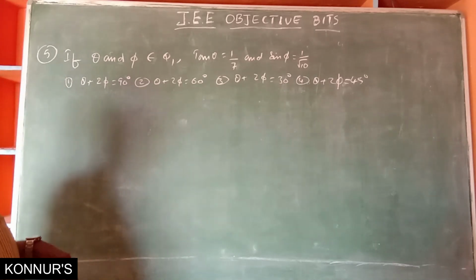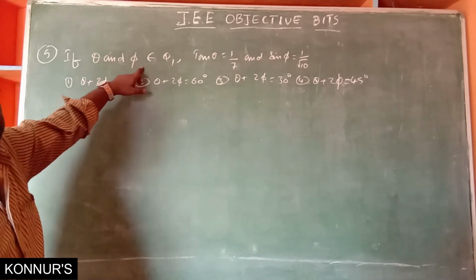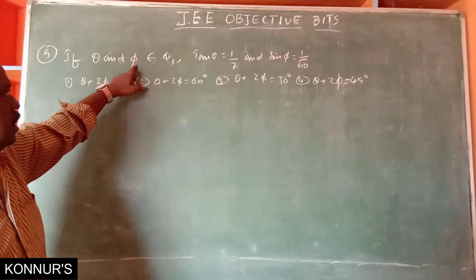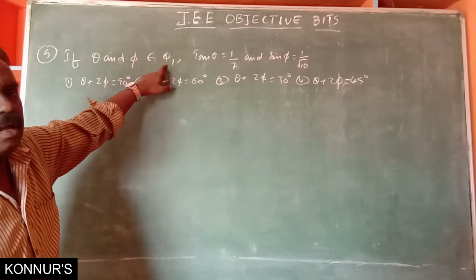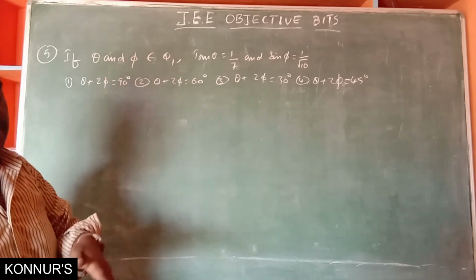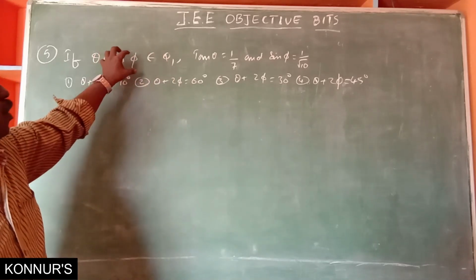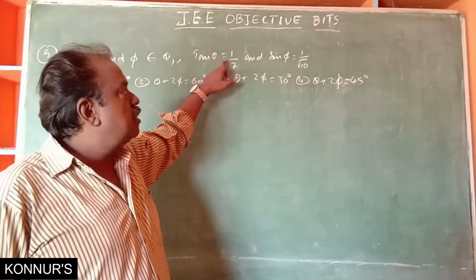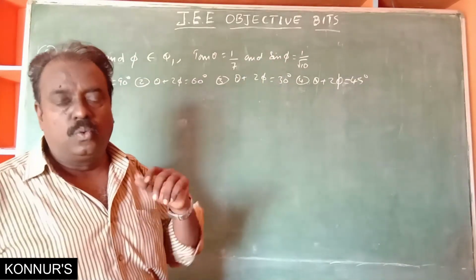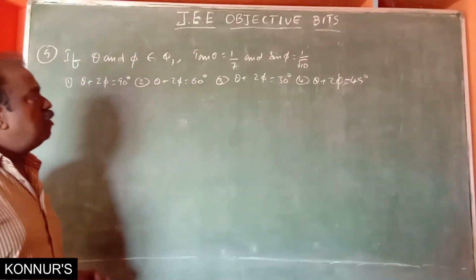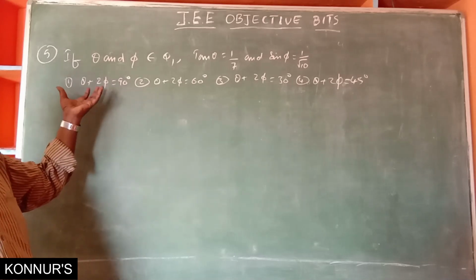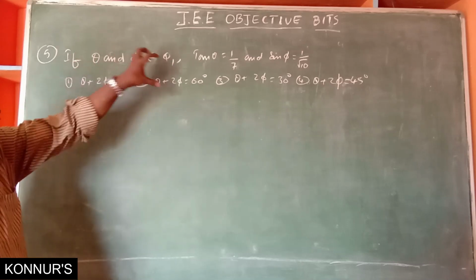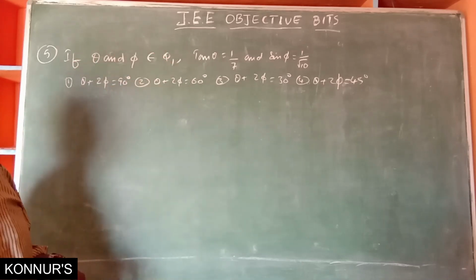Observe. Fifth is theta and phi. Theta and phi both are belonging to Q1. That means below 90 degrees. It is in the first quadrant. And tan theta is equal to 1 by 7. Sin phi is 1 by root 10. Then we are asked, the question is not there. You see the beauty of this problem. The only data is given and the question is not there.